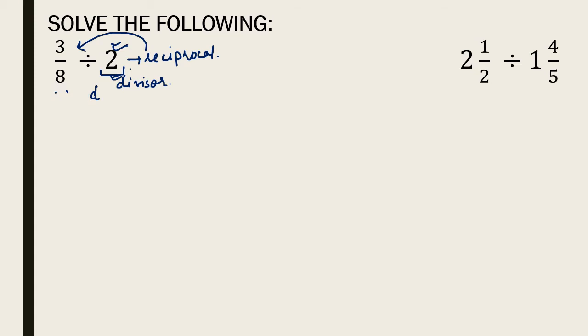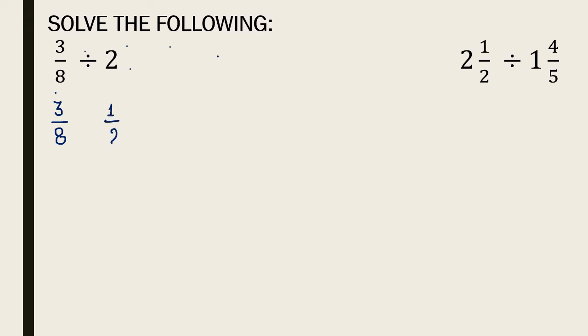So let's start the solution. Three upon 8 and reciprocal of 2 is 1 upon 2. Now what we have to do is change this division sign to multiplication, because we have to multiply the reciprocal in the fraction. So just like normal multiplication, we will multiply the numerators. 3 into 1, 3, upon 8 into 2, 16. So 3 upon 16 is the final answer.